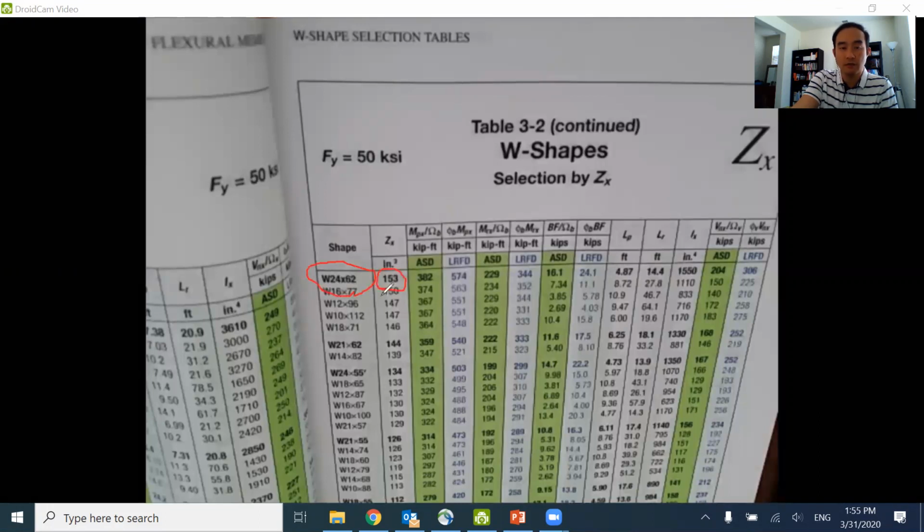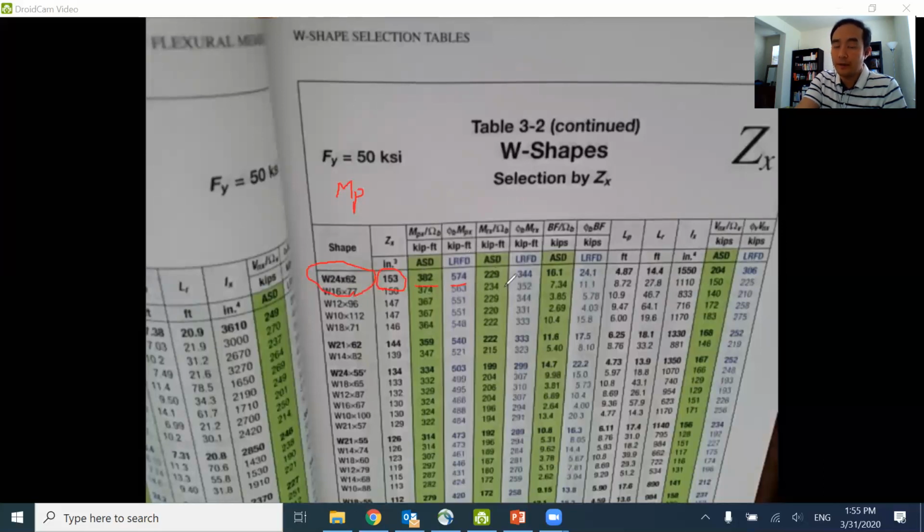If you'd like to calculate Mp, Mp is going to be Fy, which is 50 ksi, times Z value 153. So you can easily get this Mp. And by the way, the factored Mps are available here. 382 is the Mp over omega factor for ASD, and 574 is the factored Mp, the plastic moment, which is going to be the maximum, the nominal moment for this beam, W24 by 62.